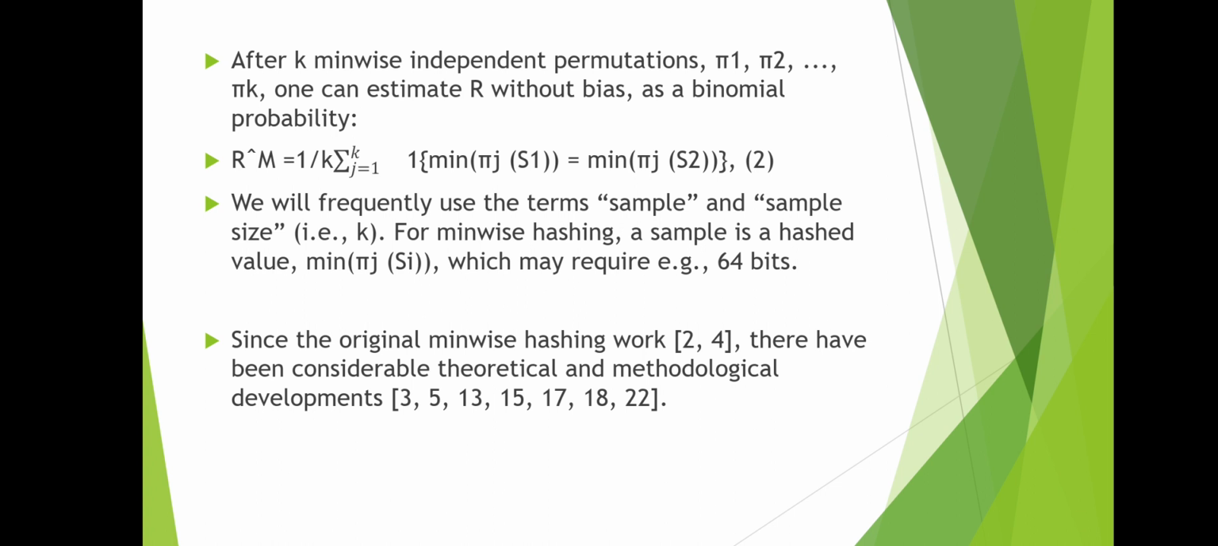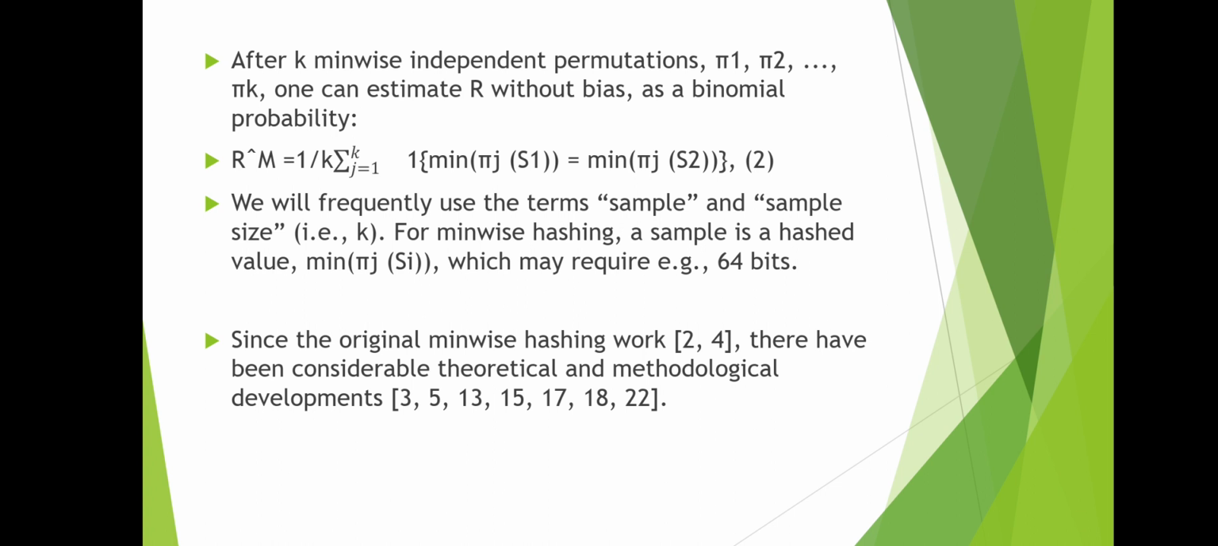After k minwise independent permutations pi 1, pi 2, and so on up to pi k, one can estimate R without bias as a binomial probability. R_M equals 1 by k times the sum over j equal to 1 to k of the indicator that the minimum of pi j of S1 equals the minimum of pi j of S2.